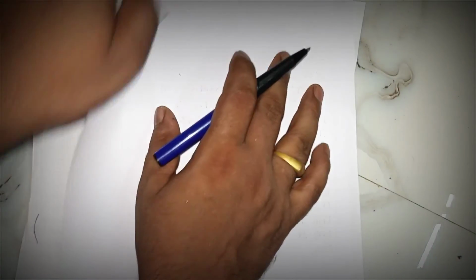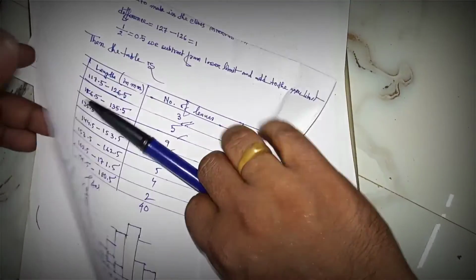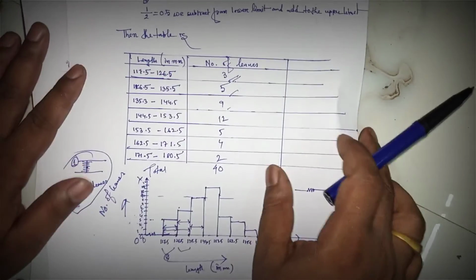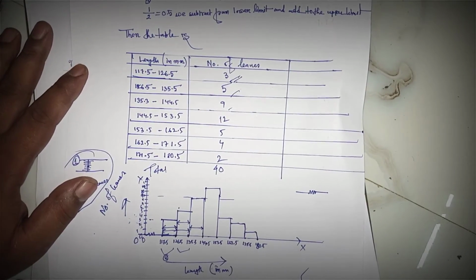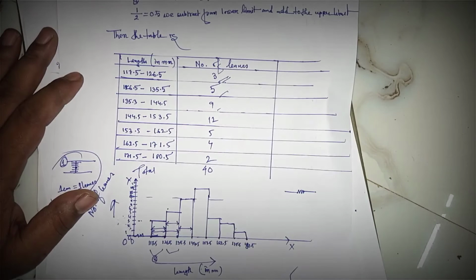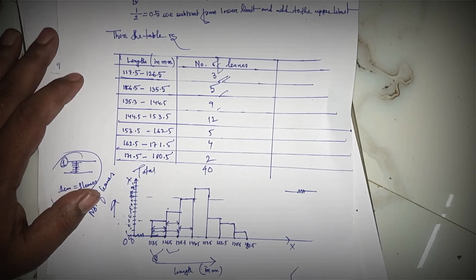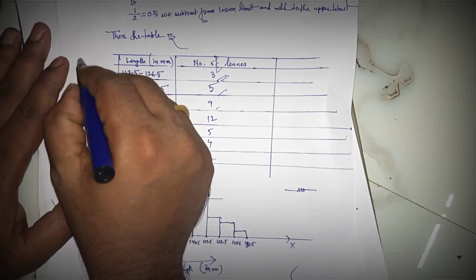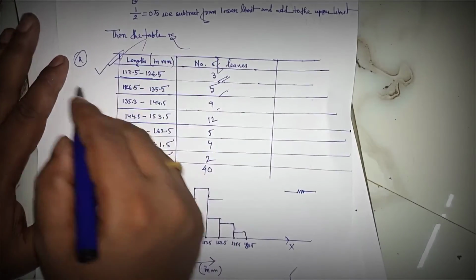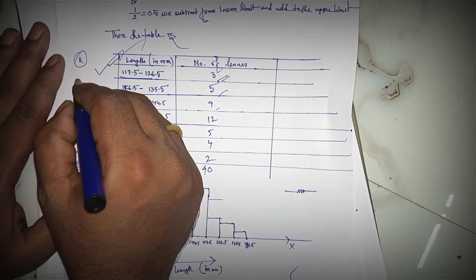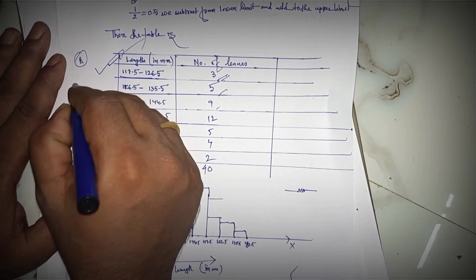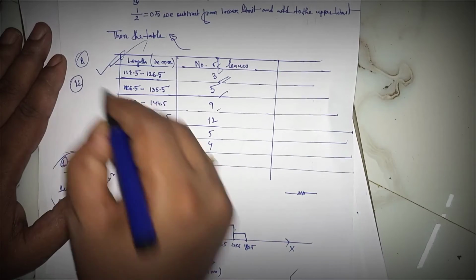Now discuss another question. So some questions are there. The first question is: draw a histogram to represent the given data. So part A is complete. This is the drawing. Now part B, question number 2, Roman 2.